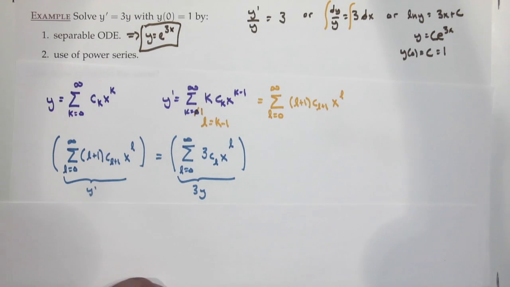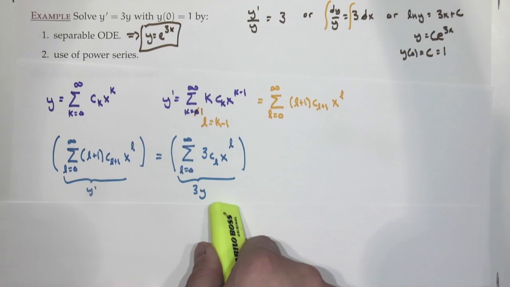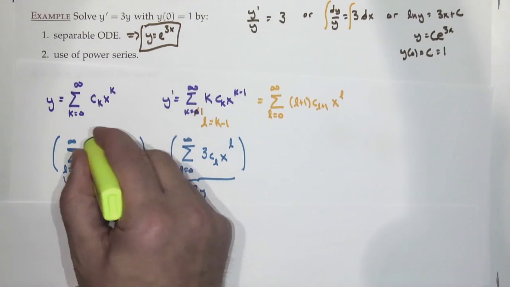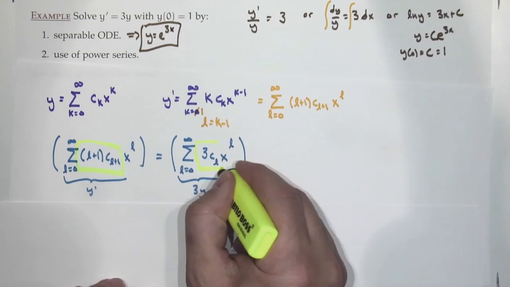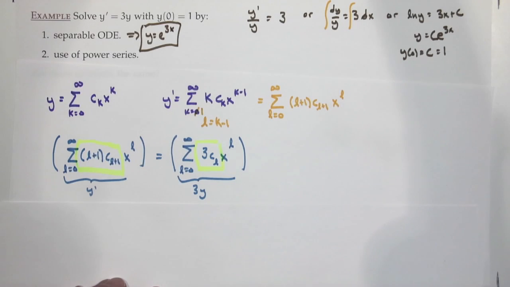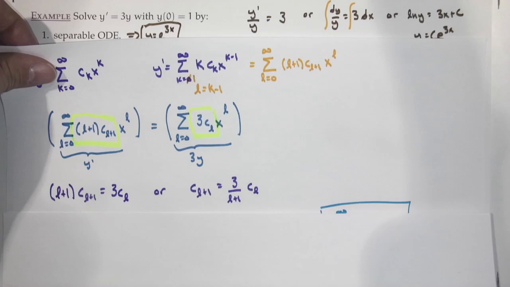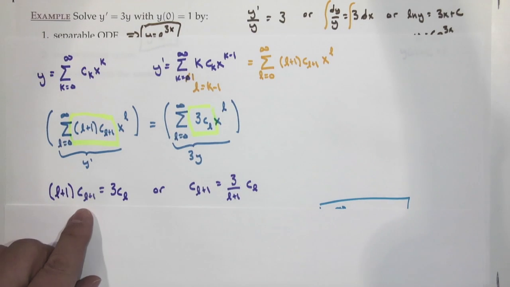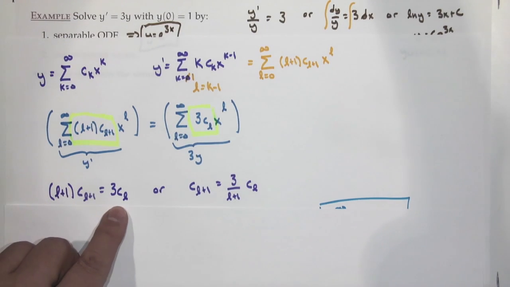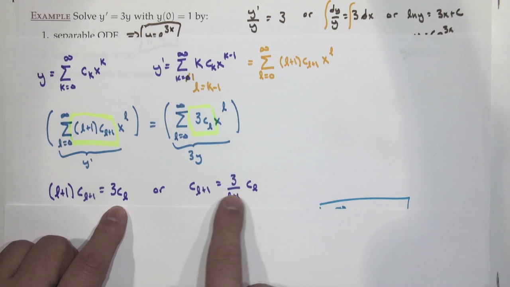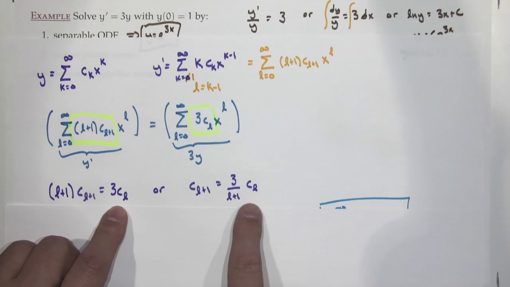Well, we can write it as one sum, but we can also do what? We have polynomial equals polynomial, so what has to be true? Coefficient has to match coefficient. So that tells us that (L plus 1) c_(L plus 1) has to equal 3 c_L. Or I can say c_(L plus 1) is 3 over (L plus 1) times c_L. So in other words, if I want one coefficient, I can get it from the previous coefficient.